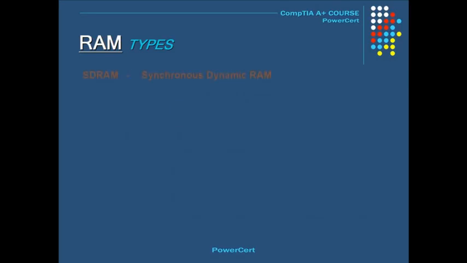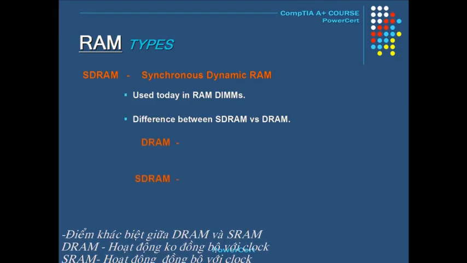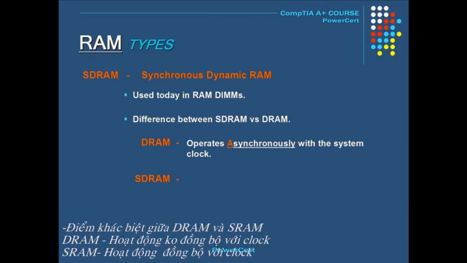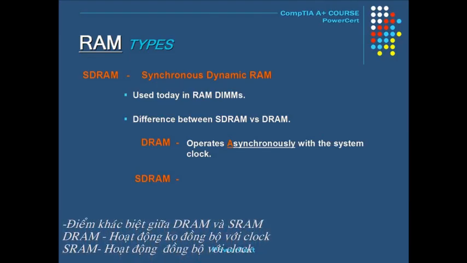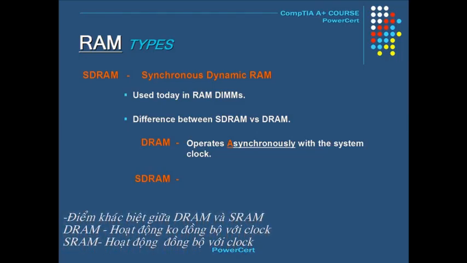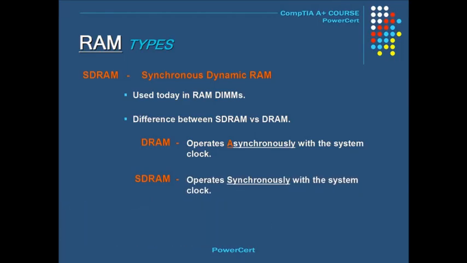Another type of memory is called SDRAM, which stands for synchronous DRAM. This type of memory is what is used today in RAM DIMMs. The difference between SDRAM and DRAM is basically speed. The older DRAM technology operates asynchronously with the system clock, which basically means that it runs slower than the system clock because its signals are not coordinated with it. But SDRAM runs in sync with the system clock, which is why it is faster than DRAM. All the signals are tied to the system clock for a better controlled timing.